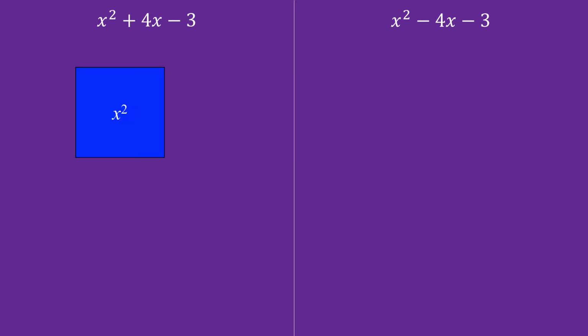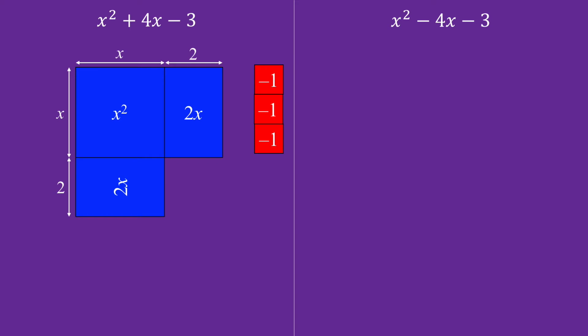X squared is represented in the form of a square with length x, 4x is split into two equal rectangles of 2x each, and minus 3 as 3 negative ones. We form an incomplete square using x squared and 4x and figure that the remaining area required to complete the square is 2 to the power of 2. Hence, we add in a zero pair of 2 squared so that we can complete the square of side x plus 2. Now this results in the extra areas of negative 2 squared and negative 3.